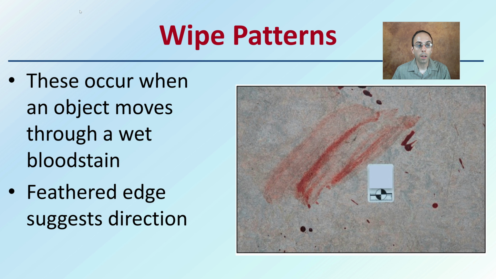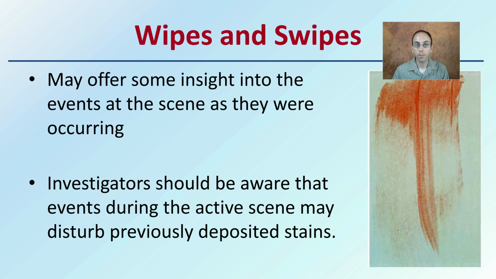These occur when an object moves through a wet bloodstain. Feathered edges suggest the direction. So when we're looking at a wipe pattern, this could be evidence of a struggle, this could be evidence of a body being moved. This is very important to be able to try to look at how that object may have moved, because we knew that when it moved in this wipe pattern, the bloodstain was wet at the time. So this is very fresh and very recent from when the blood was actually deposited in this area.